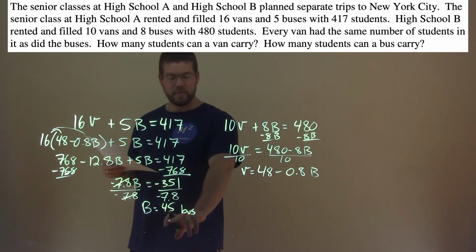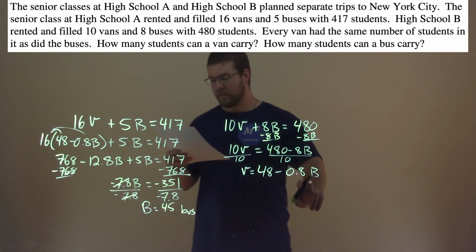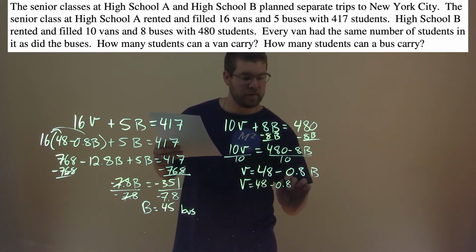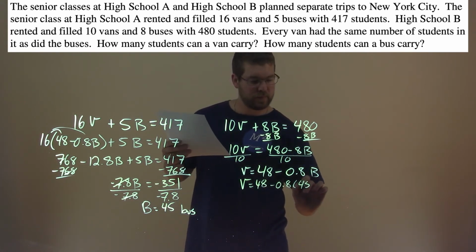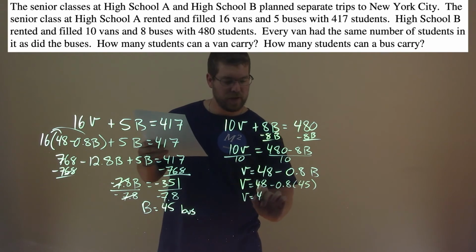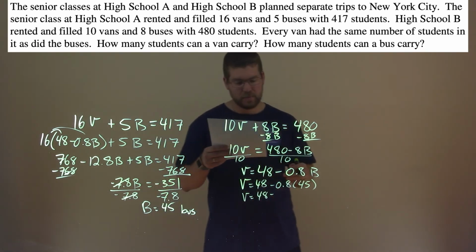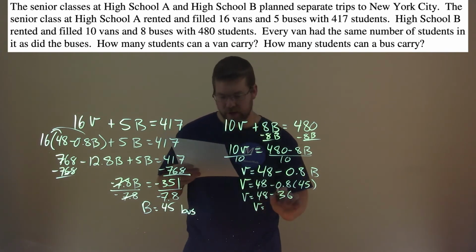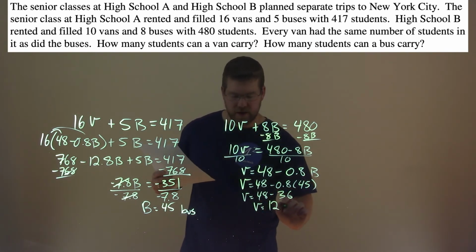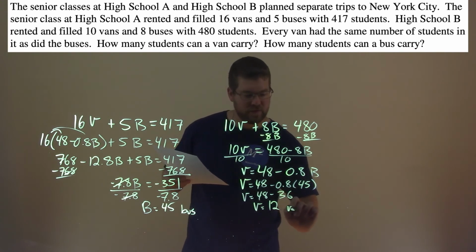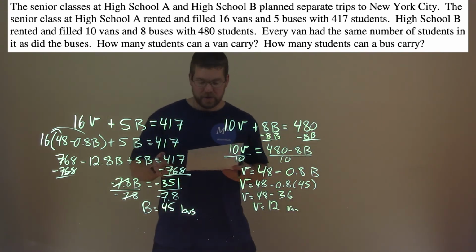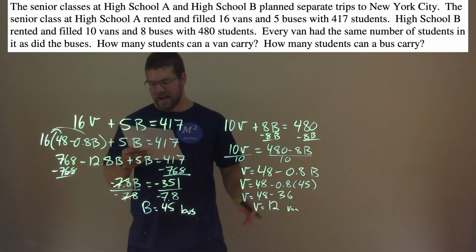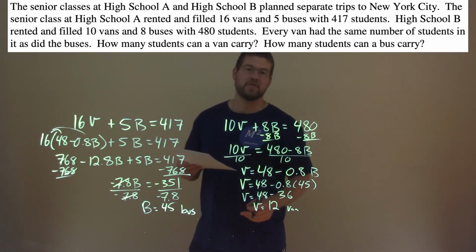Now we're going to take that information and plug it into this equation to solve for V. So V equals 48 minus 0.8 times 45. 0.8 times 45 is 36. And so V equals 48 minus 36, which is 12, and that's how many students are in the van. So our final answer here is the bus has 45 students, and each van has 12 students.